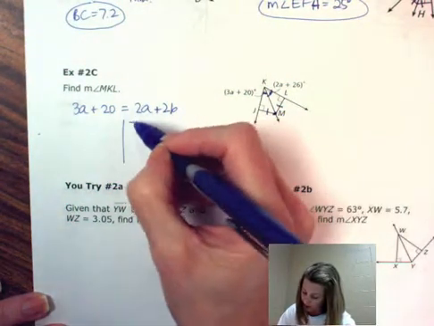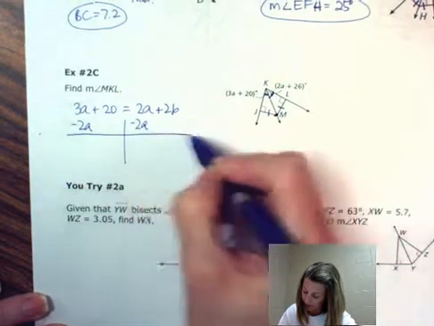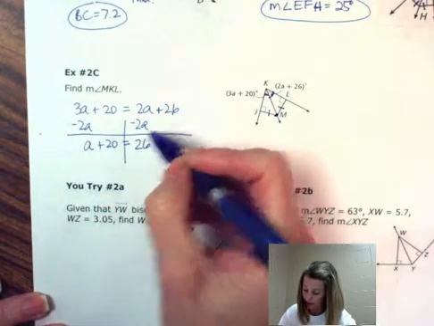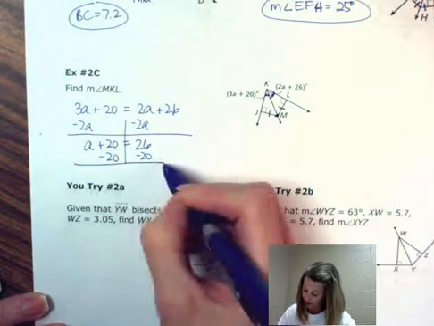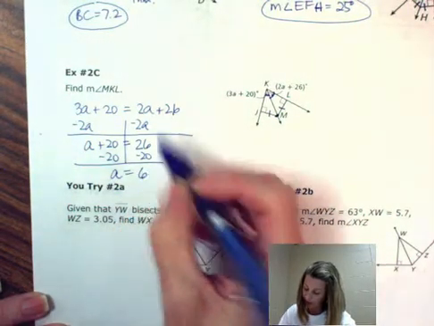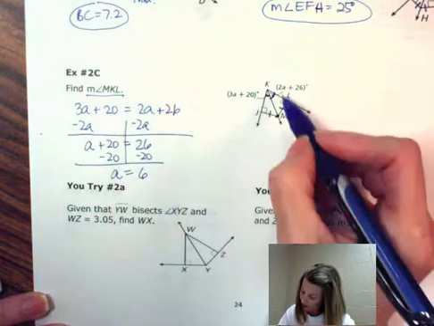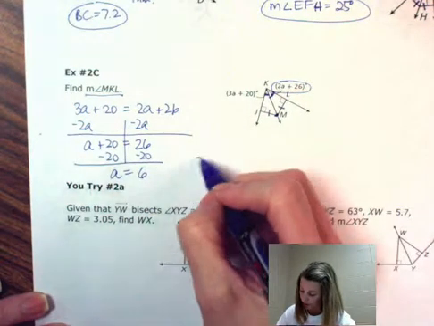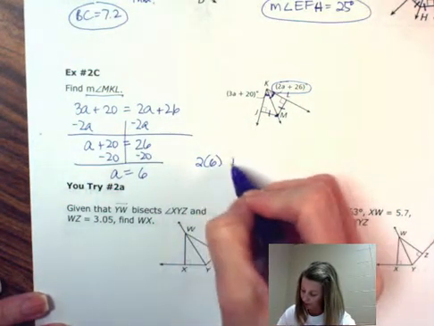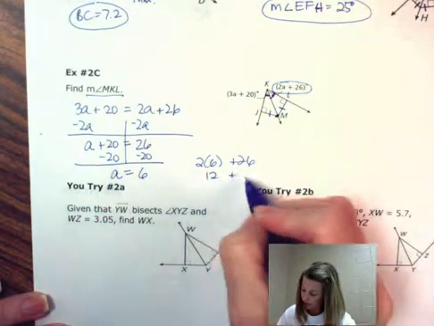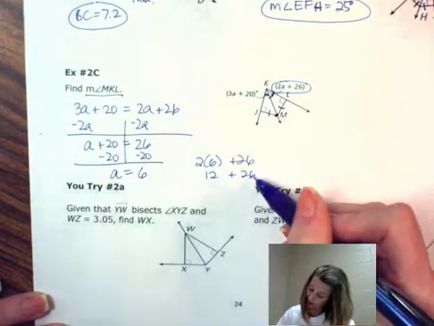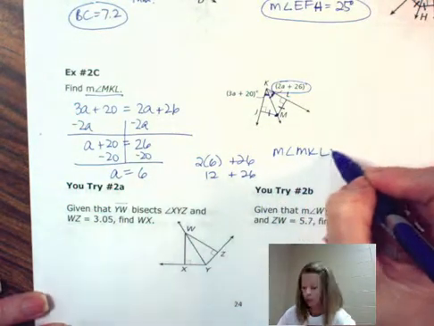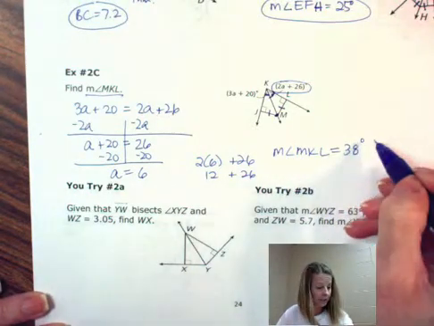So when I solve it, take away 2a. That gives me a plus 20 is 26. And then take away 20. So I am getting a is equal to 6, but I need the measure of an angle. MKL is 2a plus 26, this one right here. So I'm going to plug it in. 2 times 6 plus 26. That's 12 plus 26. So what is that? 38 degrees. The measure of MKL is 38 degrees.